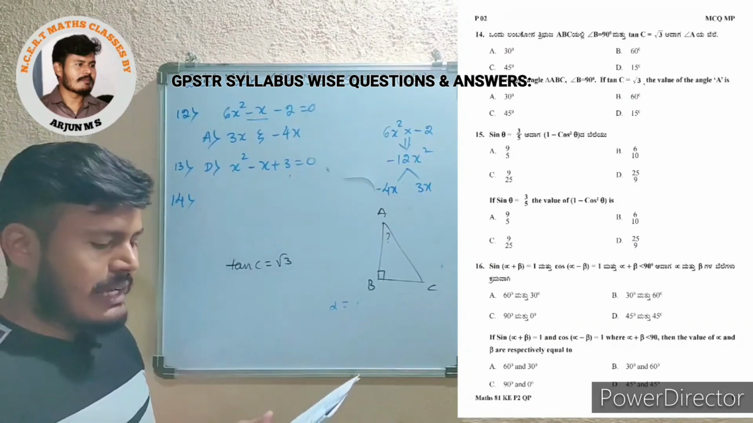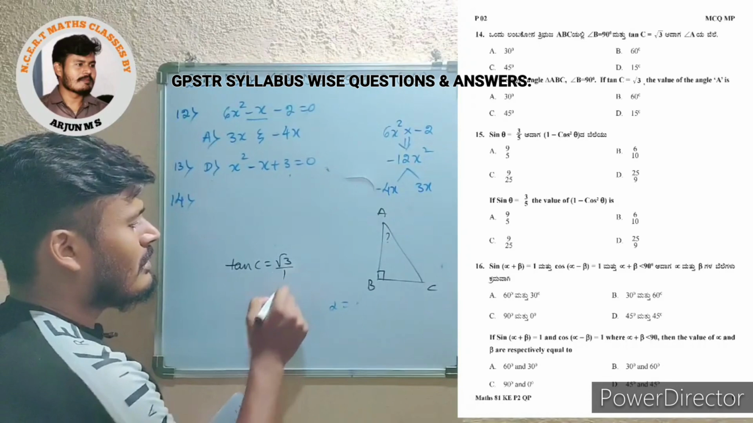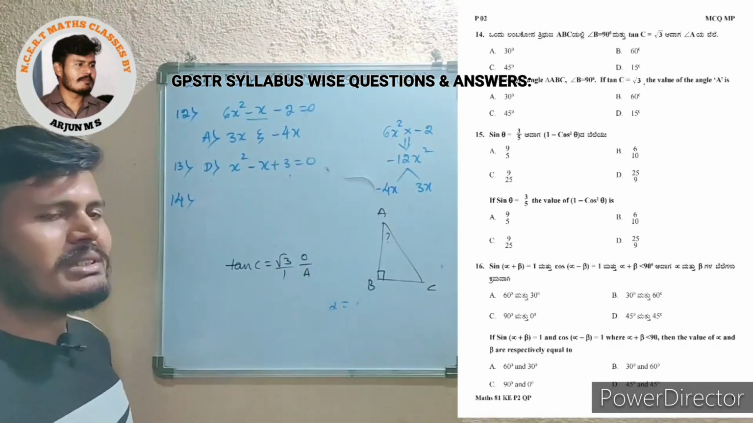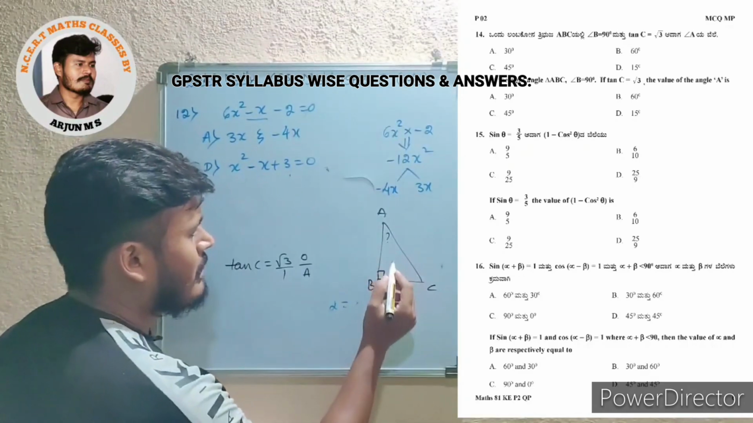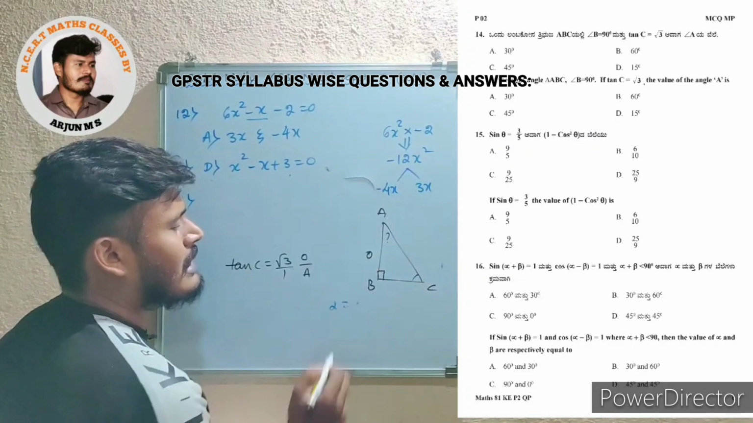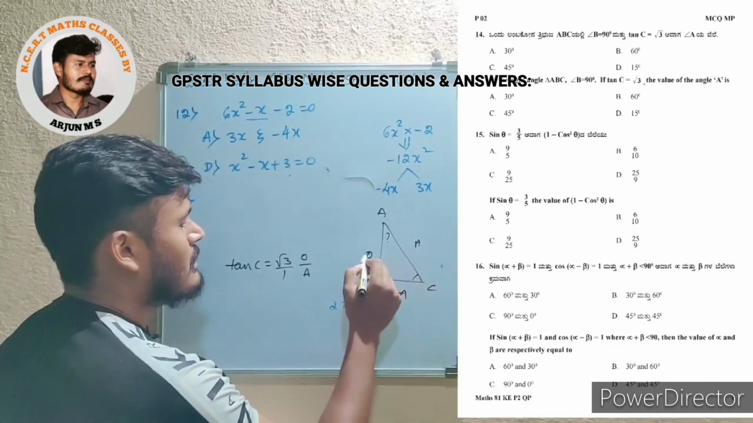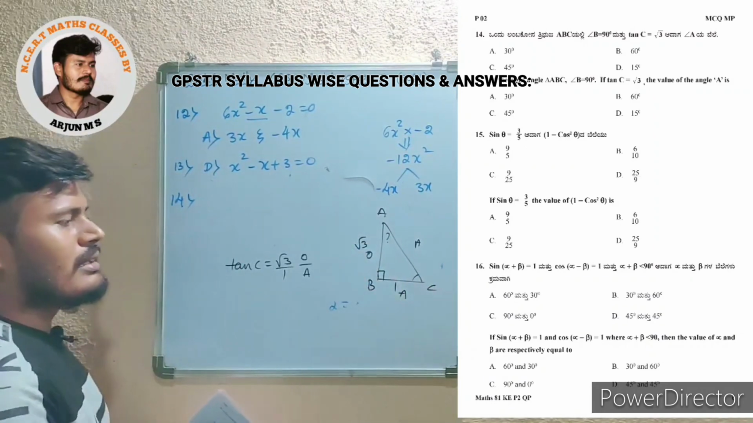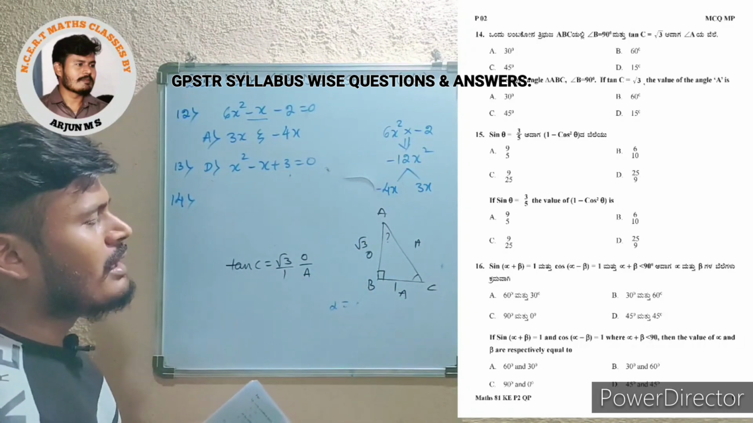How can you find out the angle A here? They are given tan C is equal to root 3. Here the denominator is 1. So opposite by adjacent is the ratio of tan C. The side opposite to theta is called opposite, and then adjacent and hypotenuse. So then here the opposite value is root 3 and adjacent value is 1. Then we have to find out angle A, right?